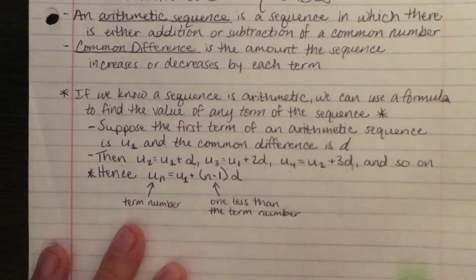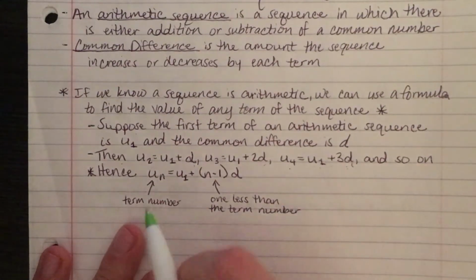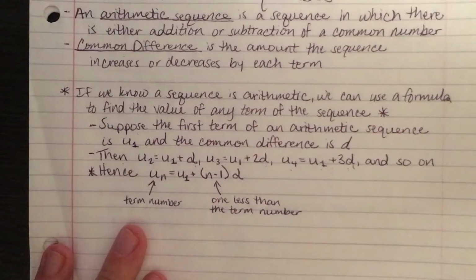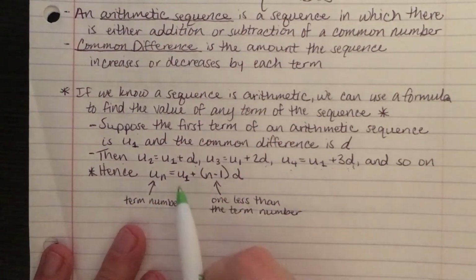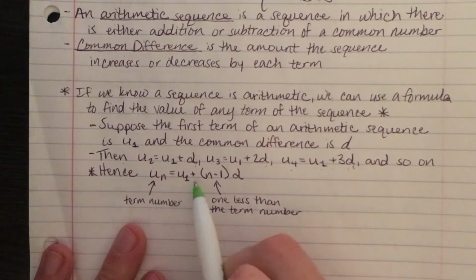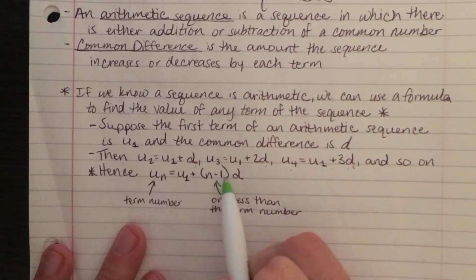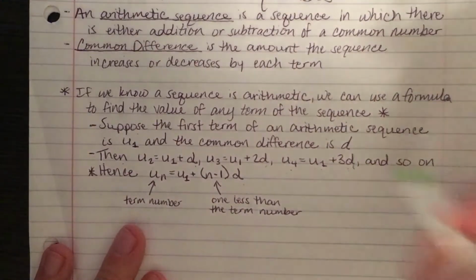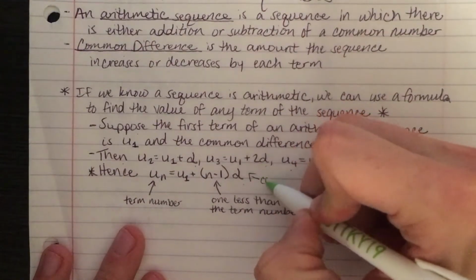And because of that, our explicit formula for u sub n, for any nth term that we're trying to find, we're going to define as the first term plus n minus 1 times the common difference.